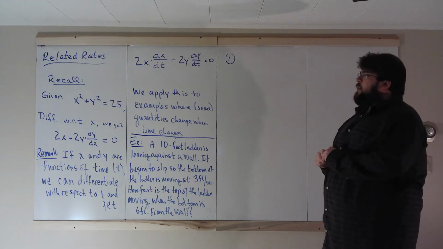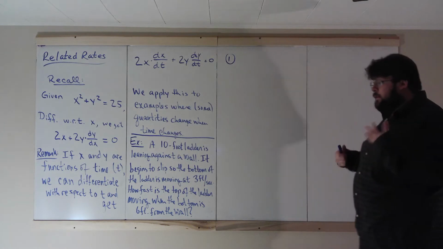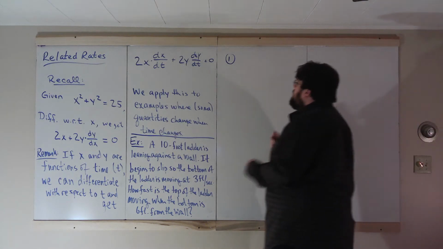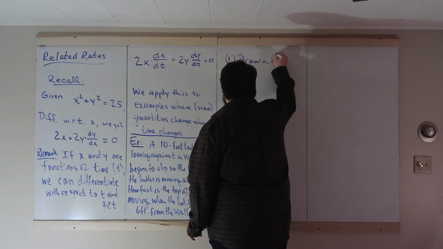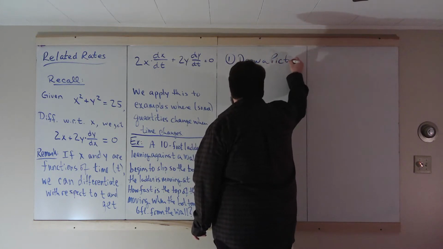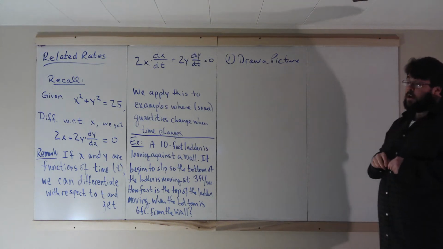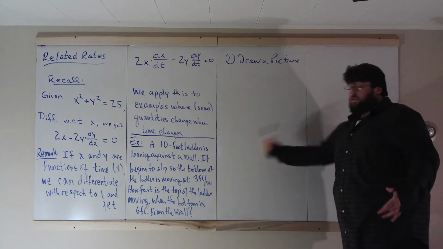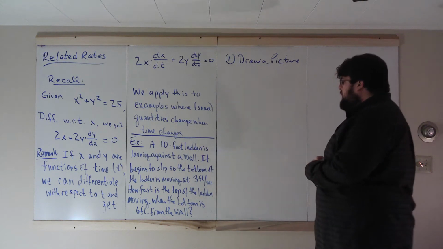And with these related rates questions, I generally like to follow the same line of thought. And step 1 is going to be draw a picture. And from the picture, we're going to get an equation or possibly equations. But first, take this example and turn it into a picture. Well, what do we have? We have a 10-foot ladder leaning against a wall.